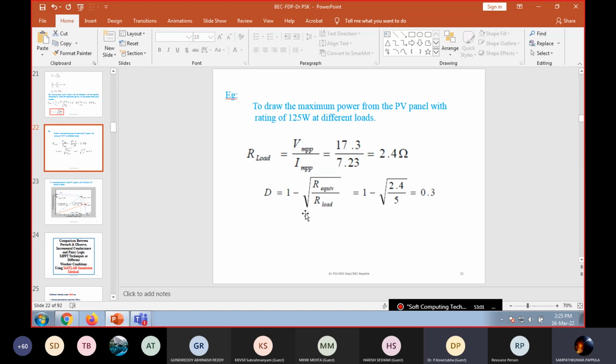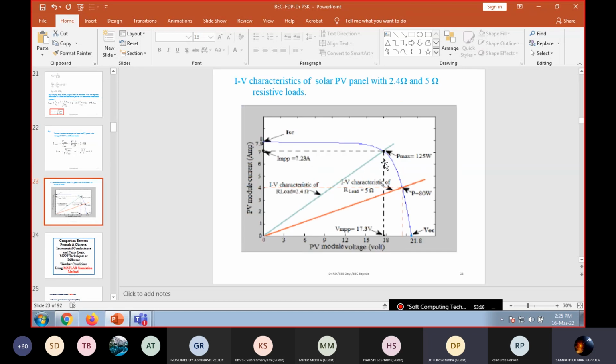So these are the calculations you are having. Here I am taking a 125 watts solar panel. For this 125 watts, first of all we need to find out the solar panel's maximum voltage and current at the maximum peak point. That means this is the maximum power point value.